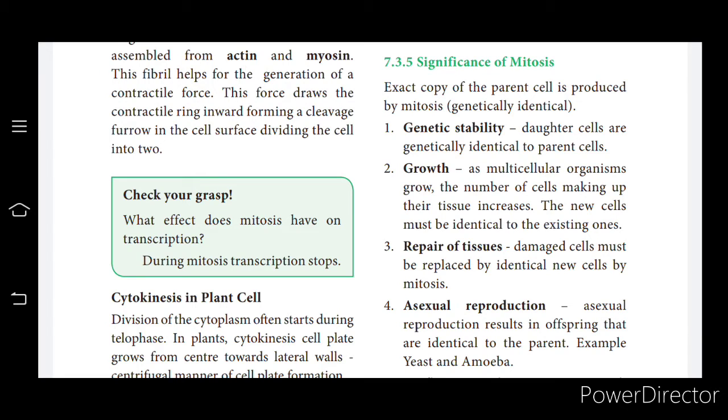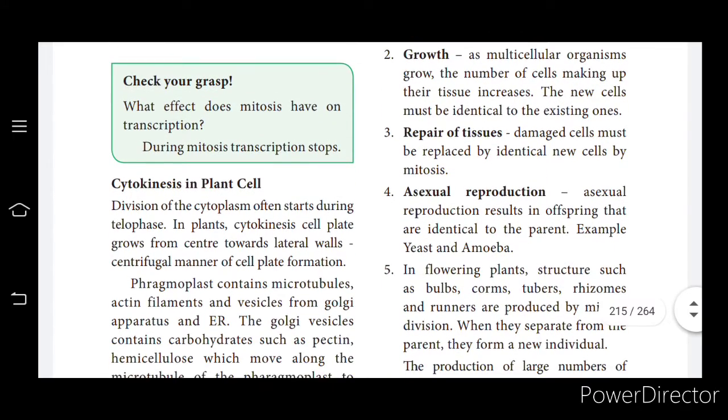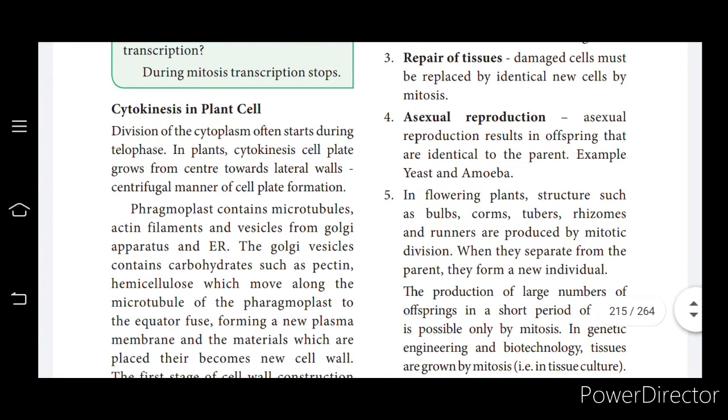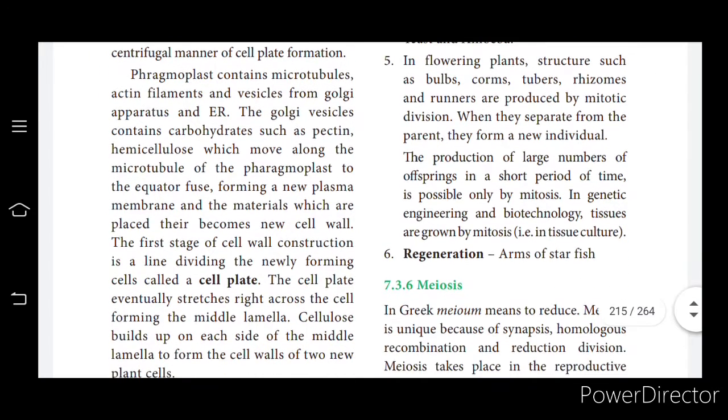What is the significance of mitosis? The significance of mitosis is very important. Genetic stability: daughter cells are genetically identical to the parent. Growth: as a multicellular organism grows, the number of cells making up their tissue increases, and the new cells must be identical to the existing ones. Repair of tissues: damaged cells must be replaced by identical new cells. Asexual reproduction results in offspring that are identical to the parent. In flowering plants, structures such as bulbs, corms, tubers, rhizomes and runners are produced by mitotic division.